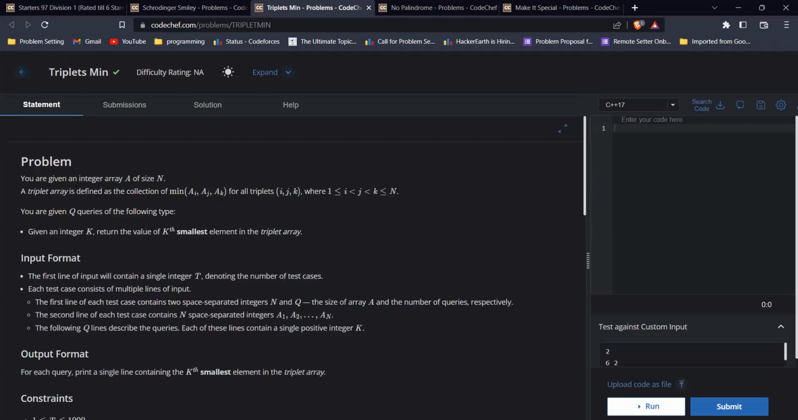So how many people were able to solve this problem during the contest?